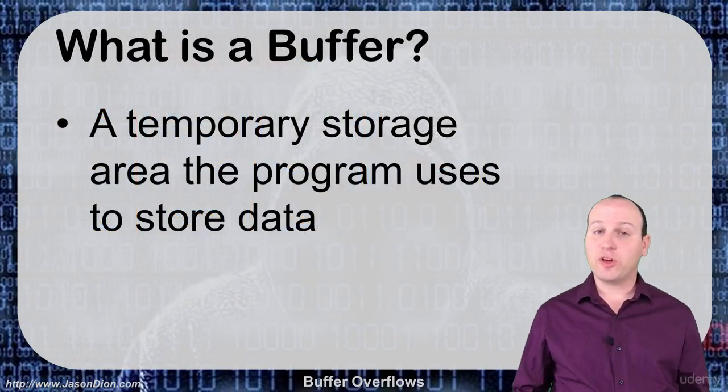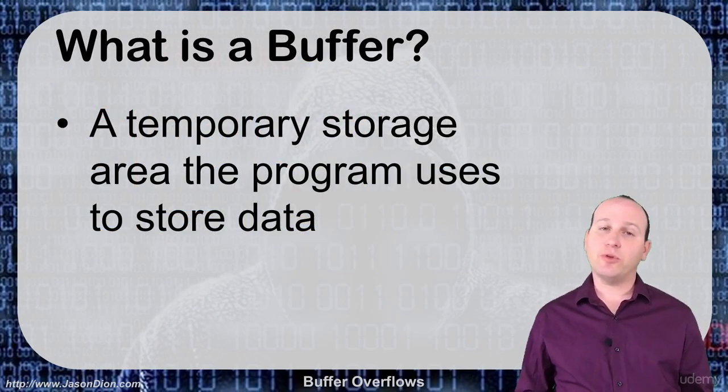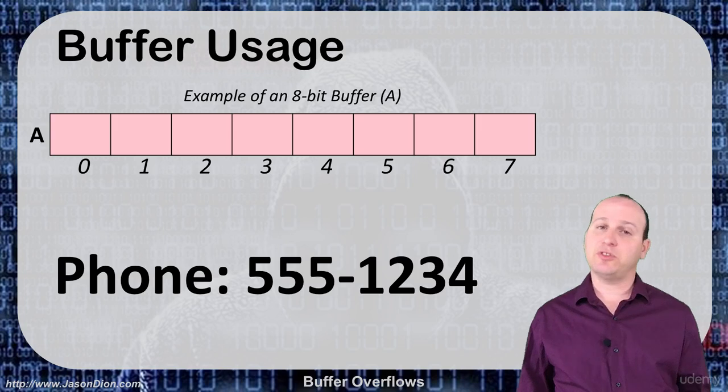So, first let's talk about what a buffer is. A buffer is just a temporary storage area that a program uses to store its data. For instance, we might have something like a phone number we want to remember, 555-1234. If I'm a computer program, I have to constantly remember that, or I need to put it someplace to store it, and that's where a buffer comes in.